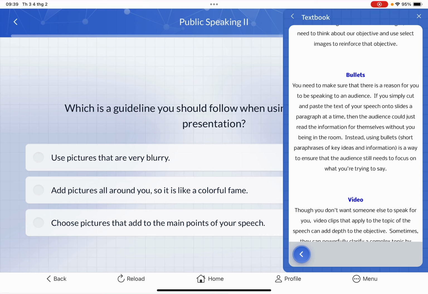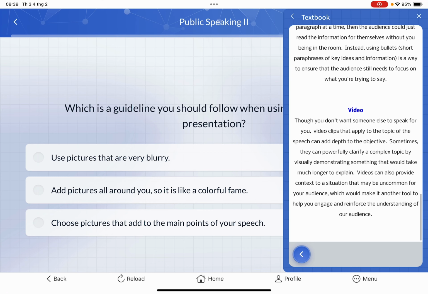So when we use bullets like that, it is a way to ensure that the audience still needs to focus on what we're trying to say. They're still gonna focus on us, because we're talking about it, just using short paraphrases of key ideas, not the full paragraph, because the audience can just read that themselves.